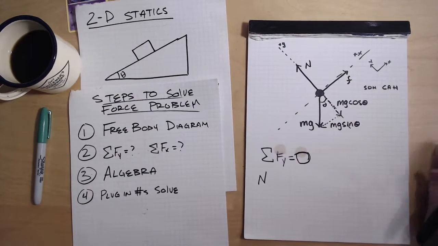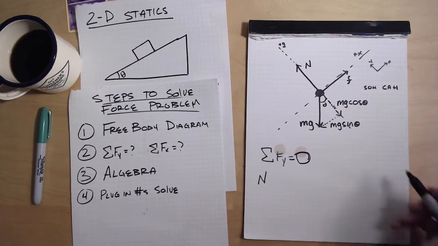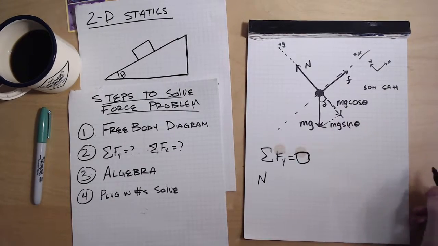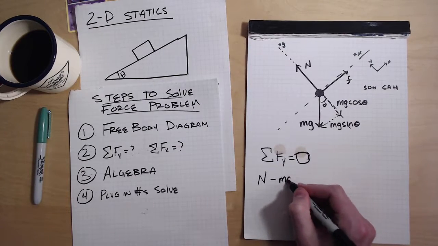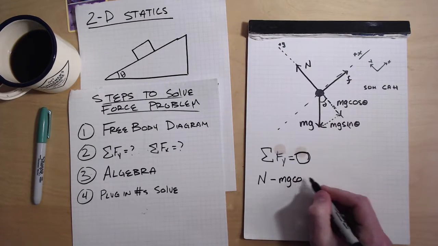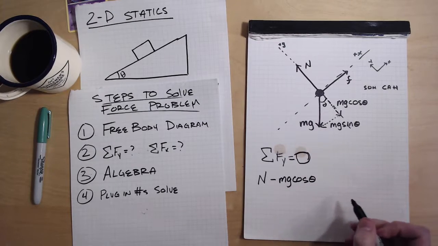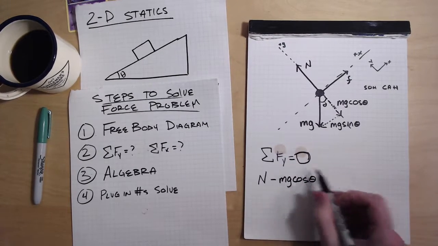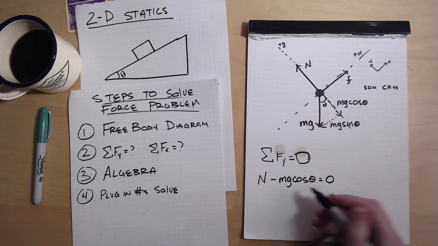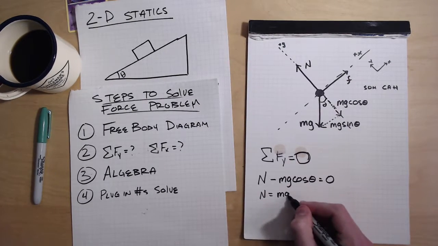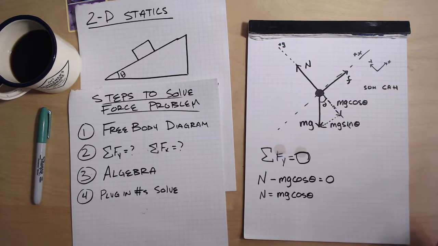Okay? So now, what other forces do we have in the y direction? Well, we have an mg cosine theta, except now it's pointed down. So it's going to be negative mg cosine theta. And what is the summation of all of these forces equal? Well, it equals 0. Now let's clean up this equation just a little bit to get rid of this 0. Okay, any other forces in the y direction? It doesn't look like it.